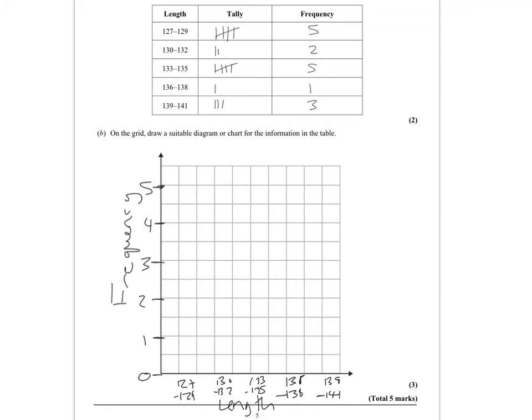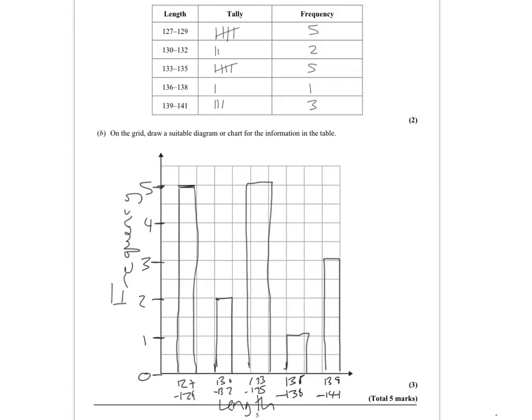And I need to draw in the bars now. So the first one goes up to 5. Ideally I'd be using a ruler for this. Try my best without. The next one only goes up to 2. And I'll finish this off. So there's my completed bar chart.